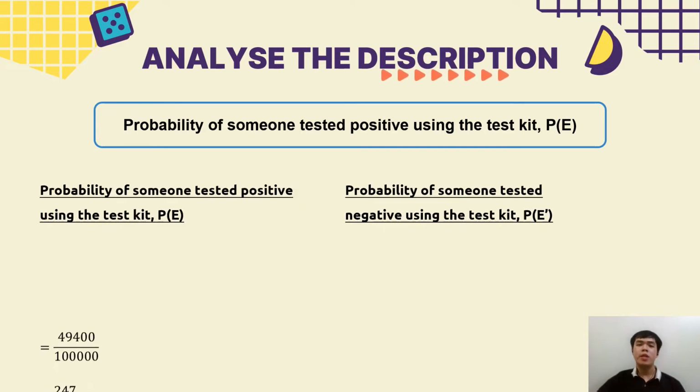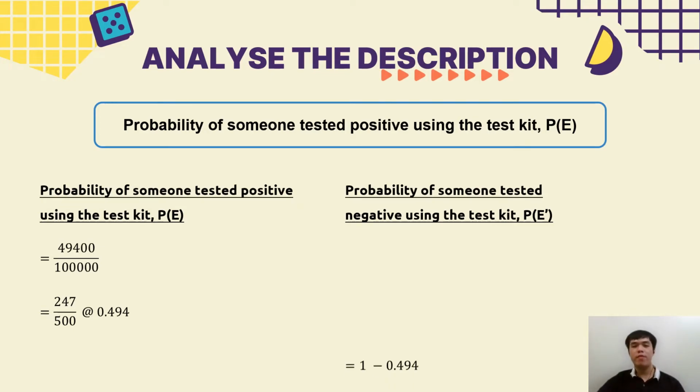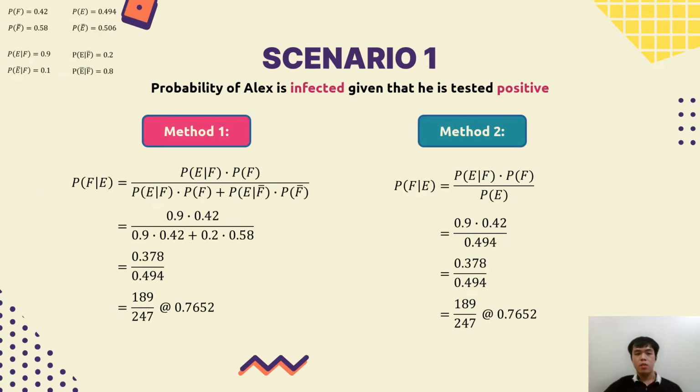Hence, the probability of someone being tested positive using the test kit will be 0.494. On the other hand, by subtracting 1 with 0.494, we will get the probability of someone being tested negative, which is P(E prime), and the value will be 0.506. Now, we look into our first scenario, which is the probability that Alex is infected given that he is positive.